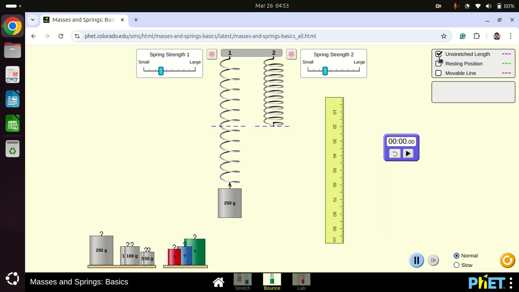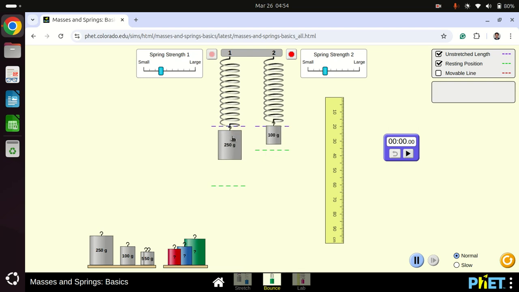Here similar to the previous, we have unstretched length, we have resting position. This means if there is no oscillation, where the mass will rest, that is called as a resting position. So for example, if I attach this 100 gram here, so this is a resting position. This means now this spring mass system is oscillating with reference to this origin. Okay, suppose I remove this and again attach.